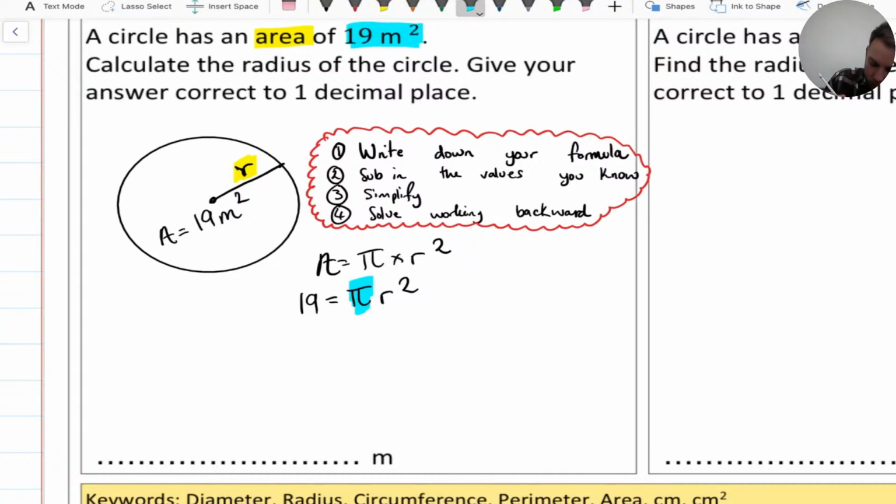Okay, so what we're doing now is we've got the pi, which we need to get rid of, and we also need to get rid of that squared. But you've got to do it in a particular order. You have to get rid of the pi before you get rid of the squared, because you need to get rid of the times before you get rid of the indices. If you were doing it forwards, you'd square it first and then times by pi. So if we're going backwards, we get rid of the pi by dividing by pi and then square root it. So the first thing I need to do is to get rid of the pi by dividing both sides by pi.